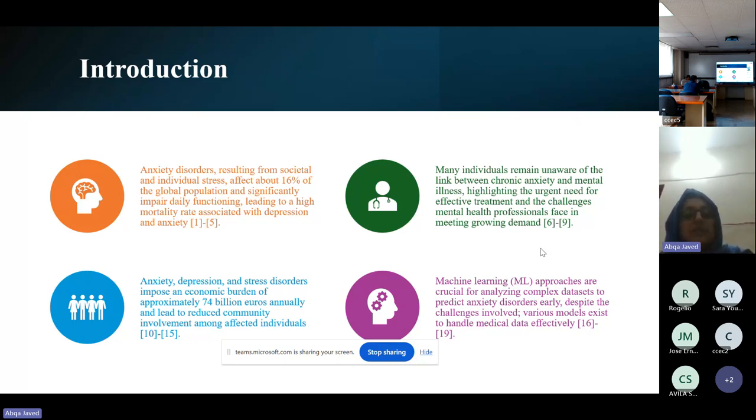Anxiety, depression, and stress disorders impose an economic burden of approximately 74 billion euros annually and lead to reduced community involvement among affected individuals. They cannot even participate in activities, including co-curricular activities and societal benefits. So machine learning approaches are crucial for analyzing complex data sets to predict anxiety disorders on time, despite the challenges involved. Different machine learning models and techniques are used that effectively handle medical data.